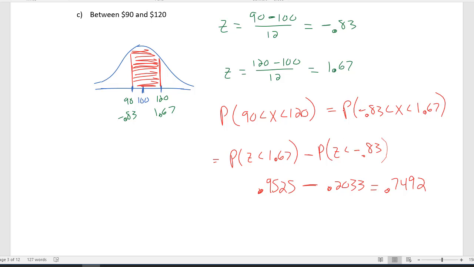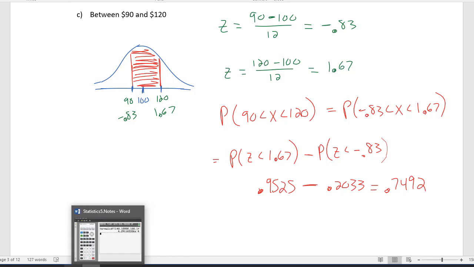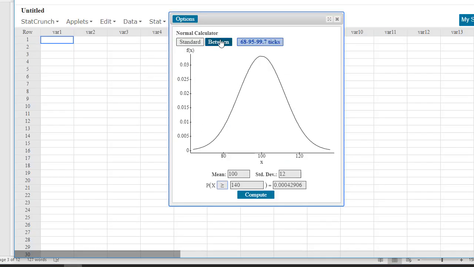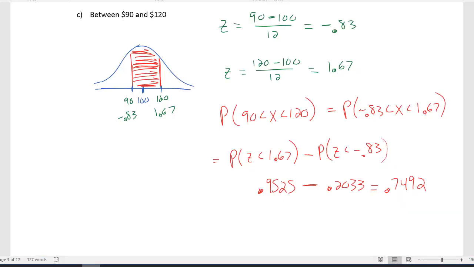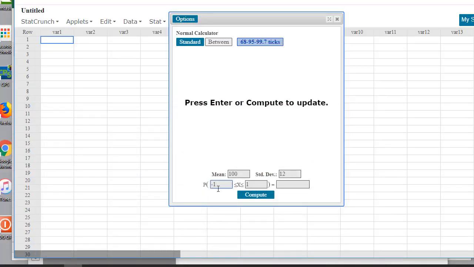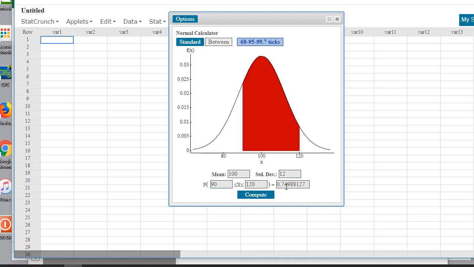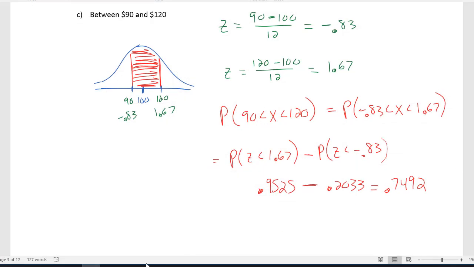So lastly, to check letter C, I would be finding the data between 2 data points, right? The probability between 2 data points, the percentage of data between 2 data points. So if I bring, let's say, my StatCrunch back up, here's my StatCrunch. So I'm going to click the between button, and then I'm just going to type my 2 between, oops, I don't change my mean and standard deviation. I type my 2 between numbers. What were those again? 90 and 120. So I have 90 and 120, and click compute, and there's that area, 0.7499. 0.7492 is what I'm getting here.